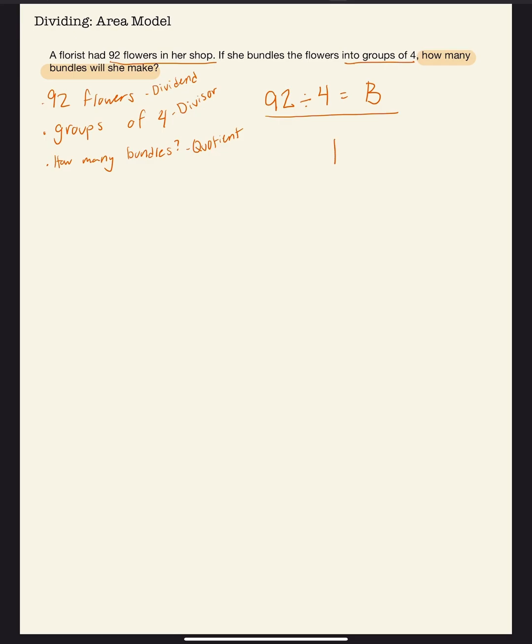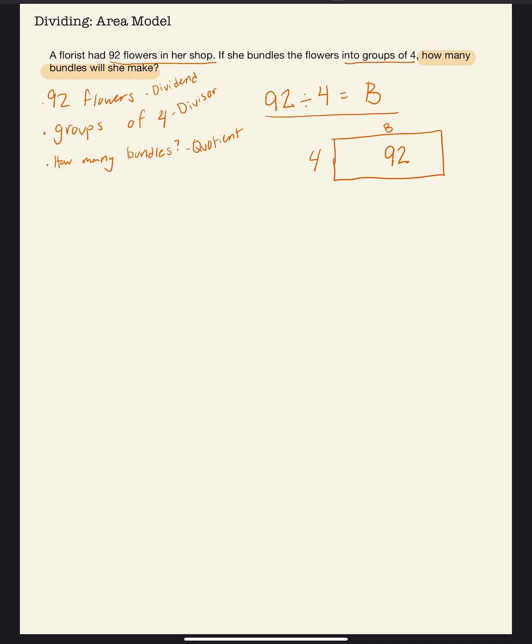If I want to represent that in an area model, I would first put my dividend in the center because that is my amount I'm wanting to separate. Over here to the left, I would put my divisor because I am separating that 92 or that dividend into groups of 4. So my divisor, and then my B would go here, which is where my quotient would go because I don't know how many groups or how many bundles there would be.